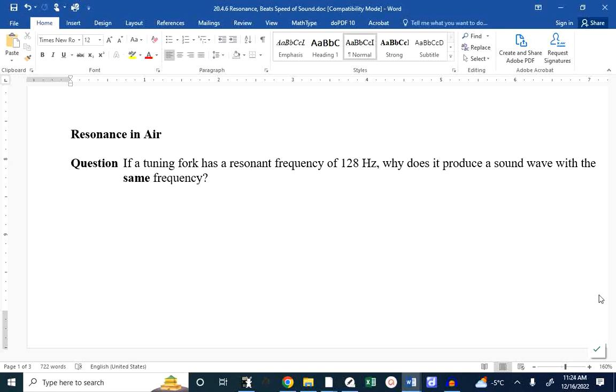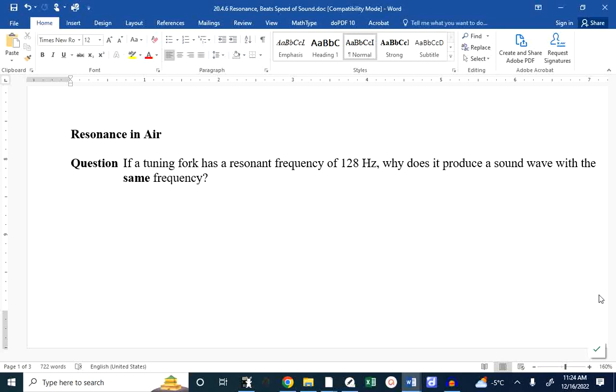Do you know, Alex? Is it vibrating 128 times? It's built with a certain length so that it vibrates with a certain frequency. Just like a pendulum with a certain length will have a certain frequency, these tines oscillate with a certain frequency. They have a natural frequency, and that's called the resonant frequency. So the answer is because the tuning fork is vibrating at 128 times per second.